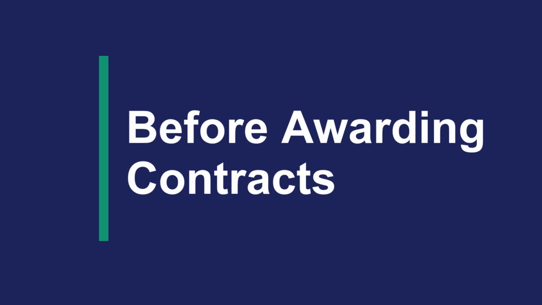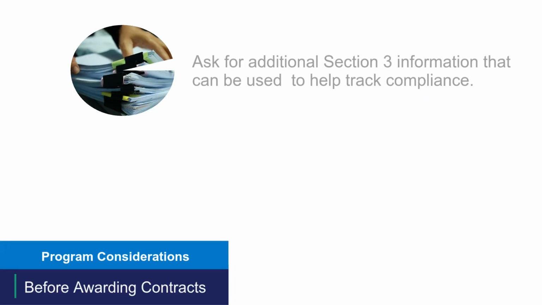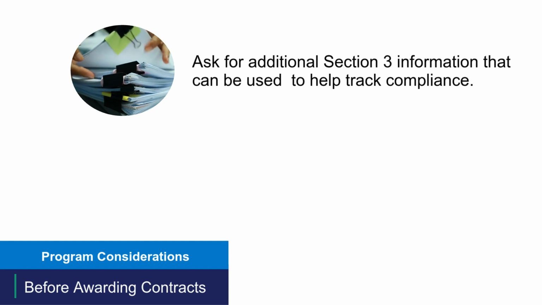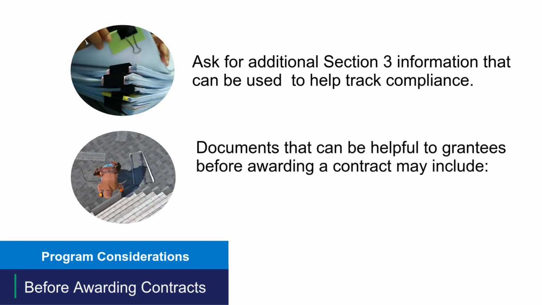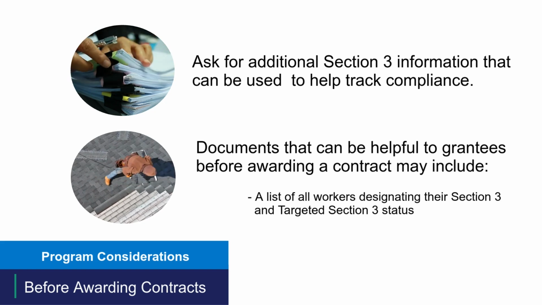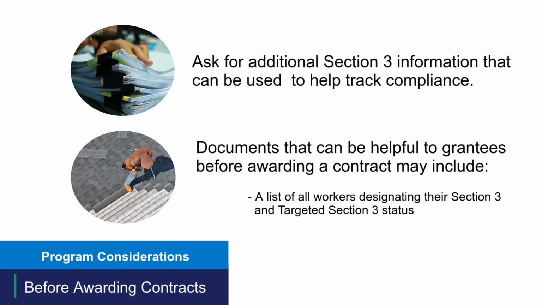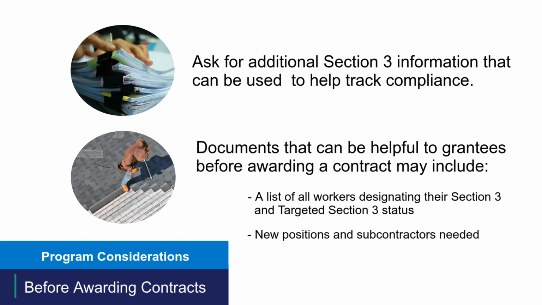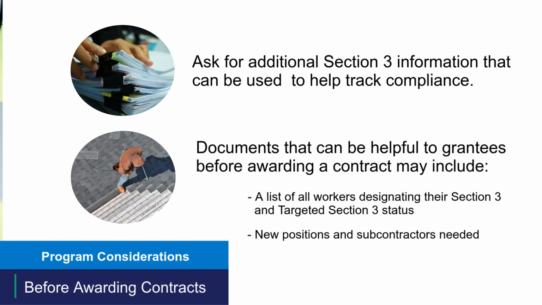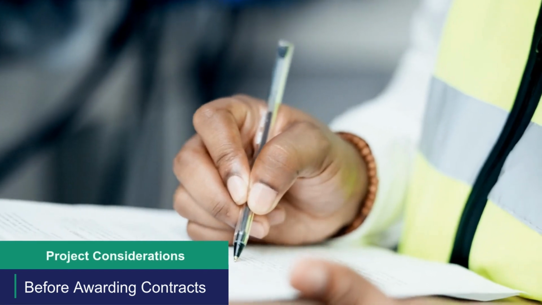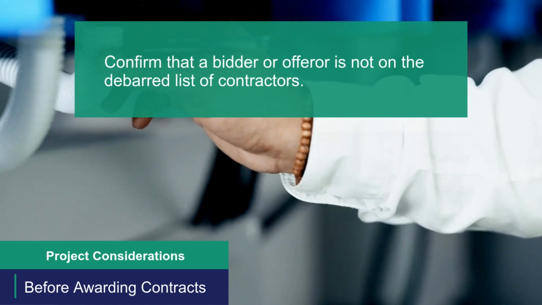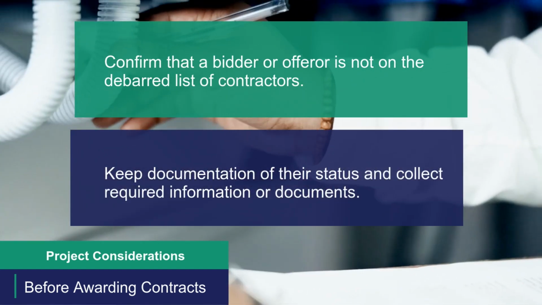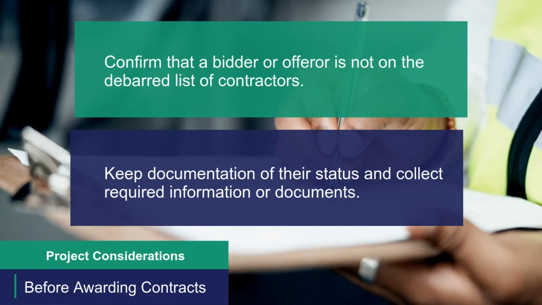Before awarding a contract, grantees may use this time to ask for additional Section 3 information that can be used to help track compliance. Some of the documents that can be helpful to grantees before awarding a contract may include a list of all workers designating their Section 3 and targeted Section 3 status, and new positions and subcontractors needed. For each project or contract, grantees should confirm that a bidder or offerer is not on the debarred list of contractors and keep documentation of their status and collect required information or documents.